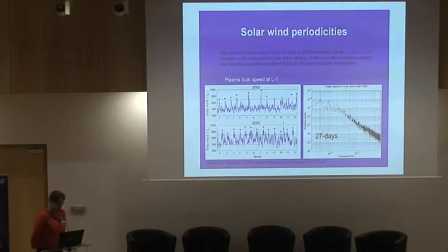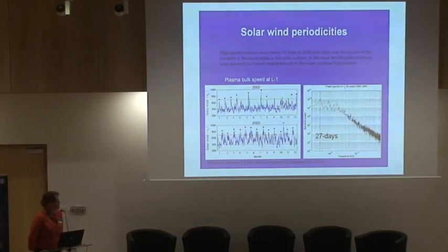This is the solar wind speed from Sun towards the Earth. And it is quite clear that we have 27 days periodicity. And that's because of those huge active regions that we will see every 27 days when Sun rotates.